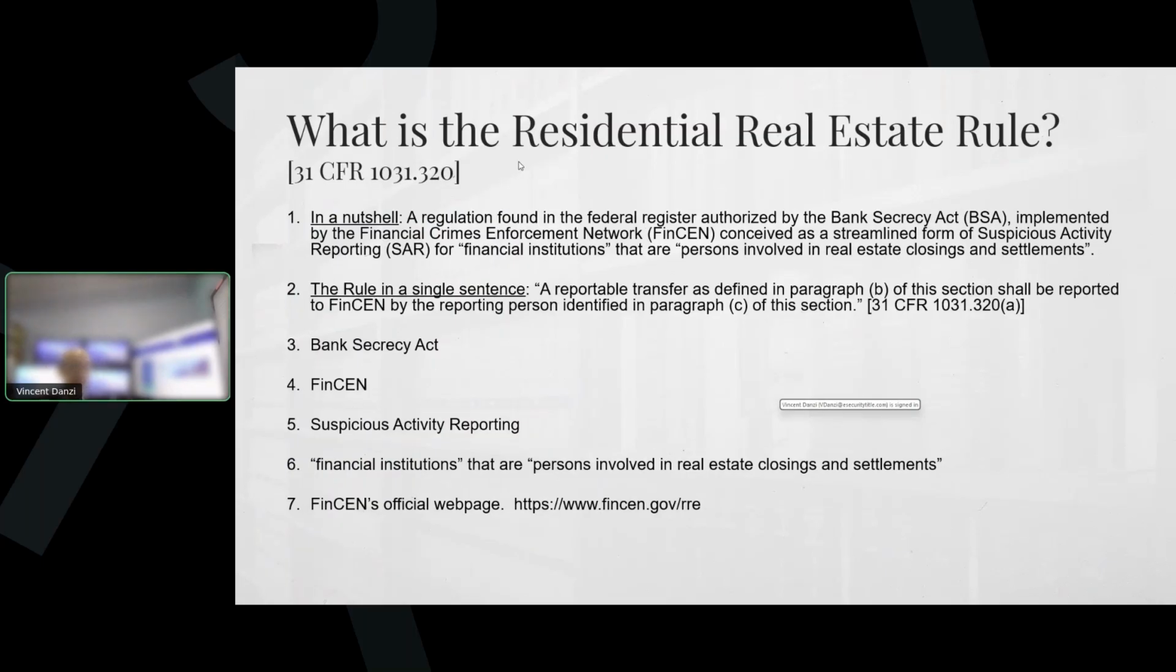The financial institutions are, of course, us as persons that are involved in real estate settlements. We talked briefly about the Bank Secrecy Act and FinCEN. One thing I do want to mention right at the outset is that a lot of great materials are already available now on FinCEN's official website for the rule. They've created a special URL for the rule, which is found at www.fincen.gov/RRE.